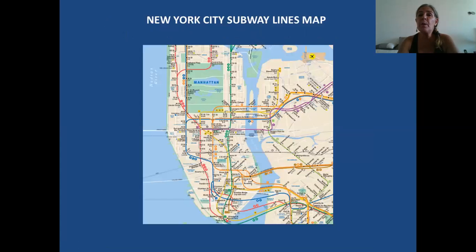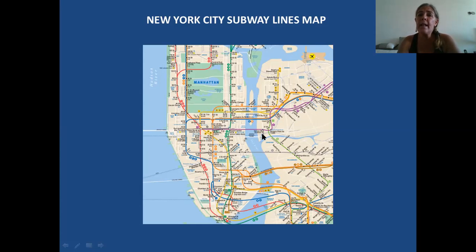Another kind of special purpose map would be, for example, the New York City subway lines map. So we have depicted the different subway lines in different colors. For example, this red one runs all the way from the north, all the way across the city to the south, all the way down here to South Street Seaport or Wall Street, which is around this area, okay? And we have different colors for the different subway lines. So this is a special purpose map.